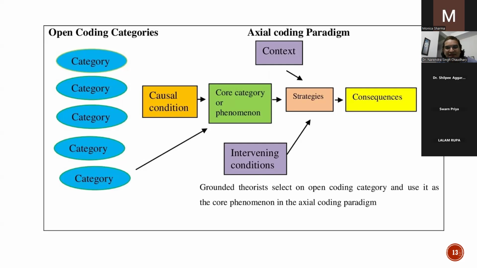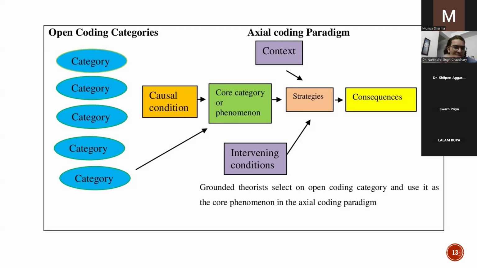Now I'm moving to the next part. That is the core category of the phenomena. That is the axial coding paradigm. So largely, grounded theorists select an open coding category and use it as a core phenomenon in the axial coding paradigm. Initially I'm doing the open coding, then I'm moving to the core category of phenomena, and that leads to particular strategies, or the intervening conditions. So I'm trying to make a link: why is such a particular thing happening?